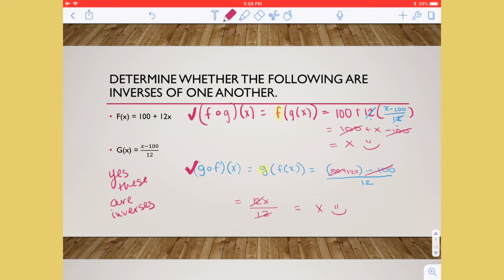So that means I could notate this as my f of x and this is my f inverse of x, because I've now identified that yes, they are in fact inverses of one another.